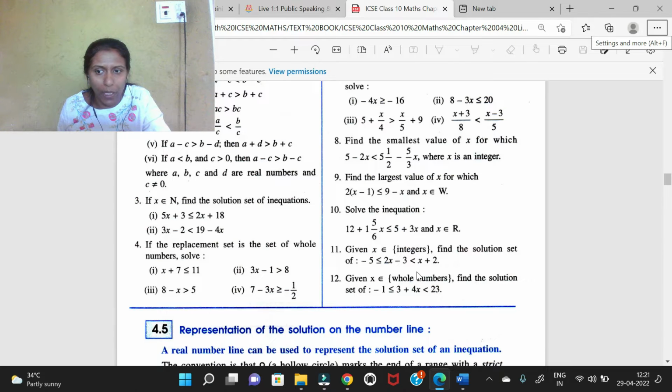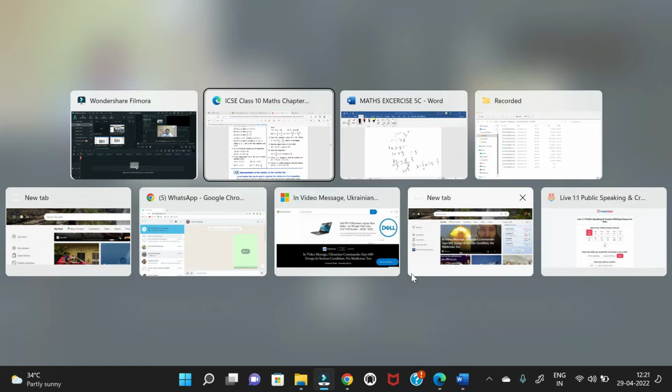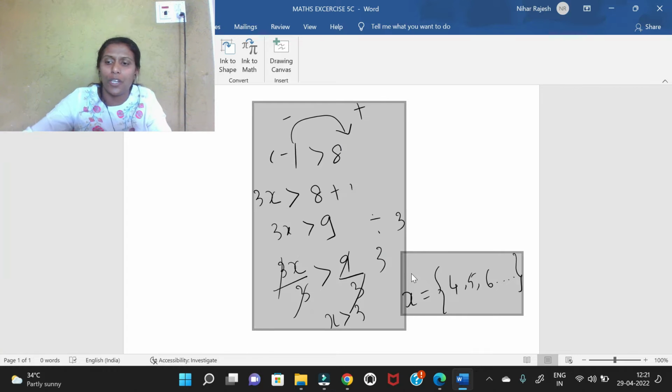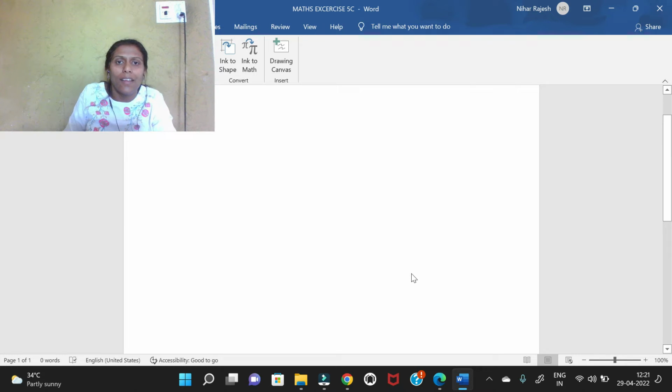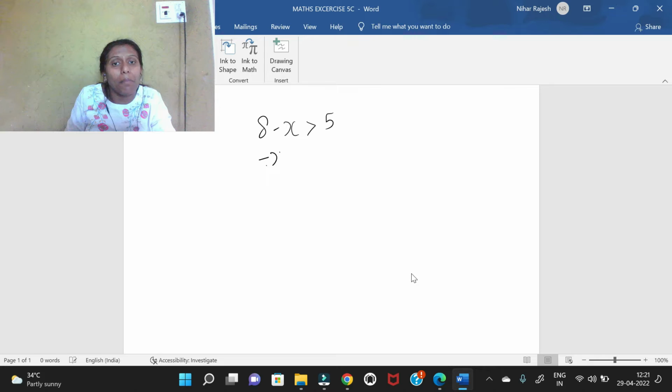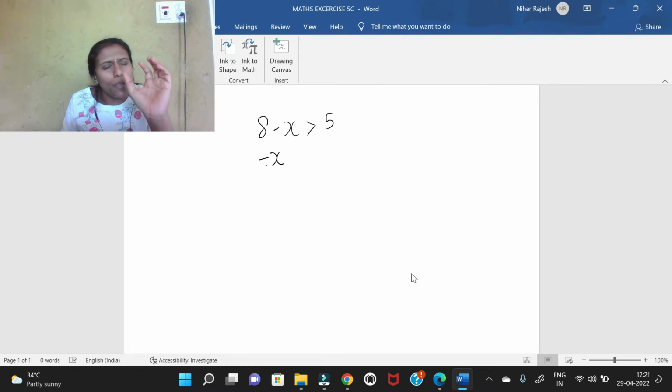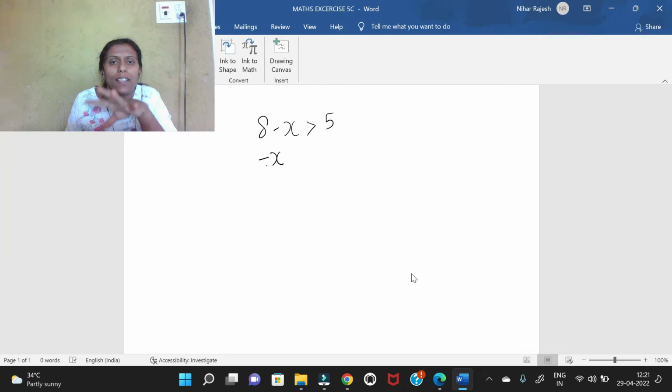The next one would be 8 minus x greater than 5. Again, the solution set should be the set of whole numbers. 8 minus x greater than 5. So what can I do? Let me take minus x to this side. It is always better to keep the variables on the left side, because through them we define and find the relationship. So keep the variables on the left side.